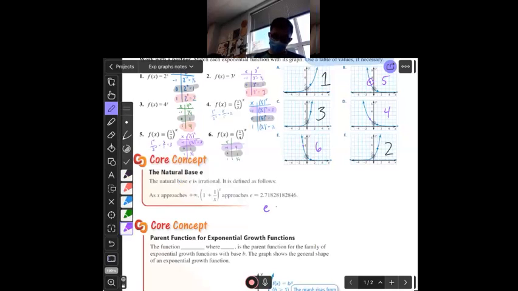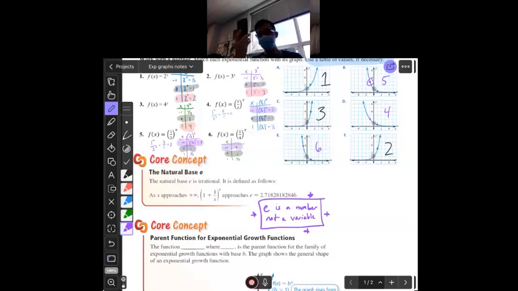So e is a number. It's not a variable. I certainly by no means expect you guys to remember the value of e. It's kind of helpful to know that it's about 2.7, maybe 2.72, kind of like pi, 3.14. But really I need you guys to know that it's a number, it's not a variable, and I need you to know where to find it on your calculator.